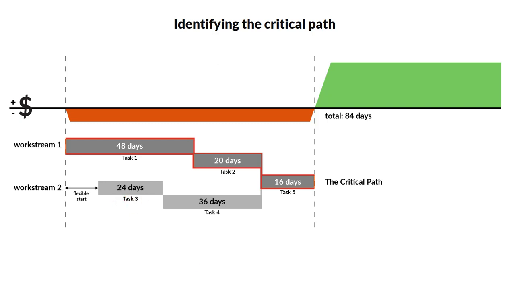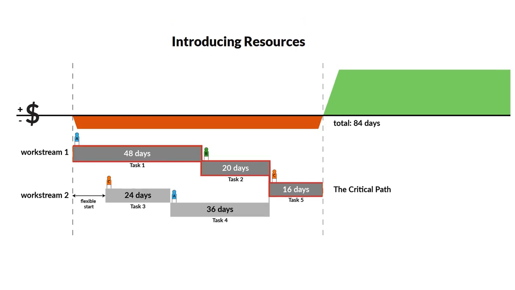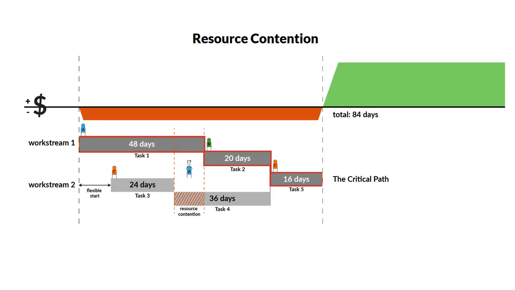We'll come back to this in a short while, but first let's see what happens when we add resources to the model. In this scenario, we have shown task 1 and task 4 as both requiring blue resource A. This blue resource cannot be in 2 places at once. One way or another, we have to resolve the contention, either by adding additional blue resources or by stretching out the due date of the project.